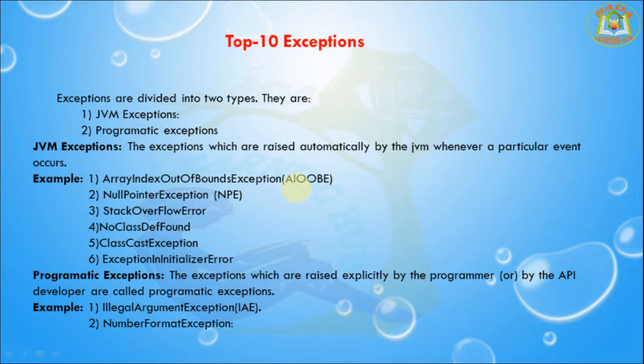Next exception is NullPointerException. It is a child class of RuntimeException and hence it is unchecked. It is raised automatically by the JVM whenever we are trying to call any method on null. Then it gives the NullPointerException.